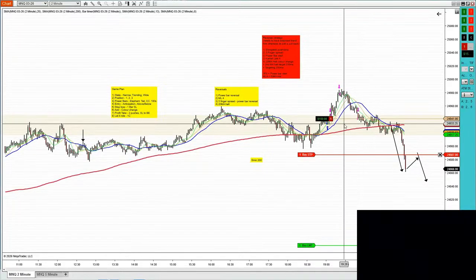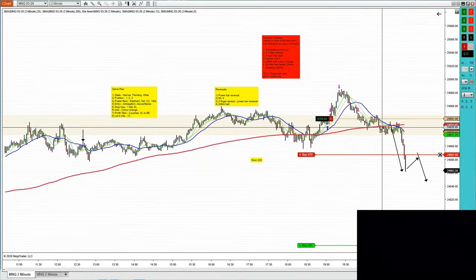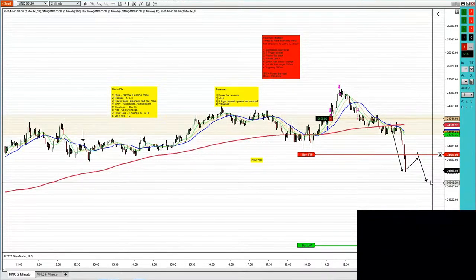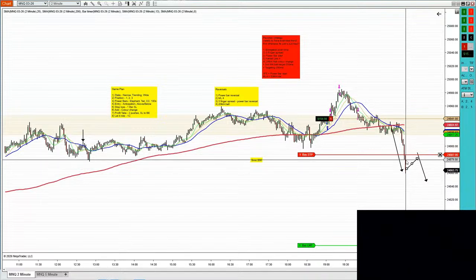Okay, so you can see that was the entry. So we've got the bounce off of there, and then we're running it short. This is just the one contract. So I'm going to draw a trailing stop. I'll leave my stop loss behind this powerful bar there.